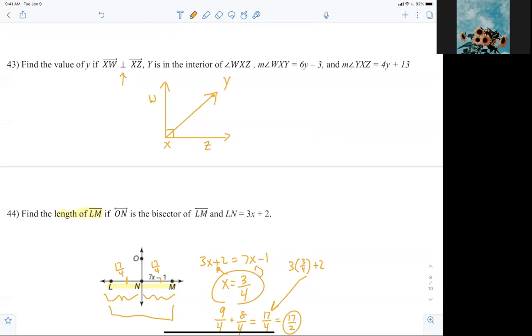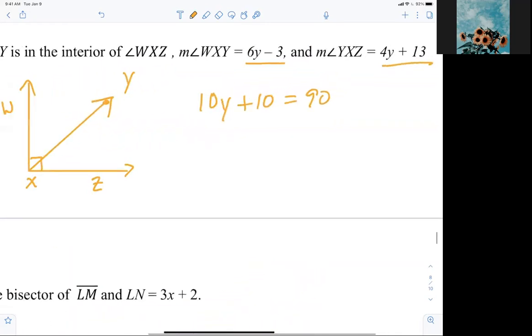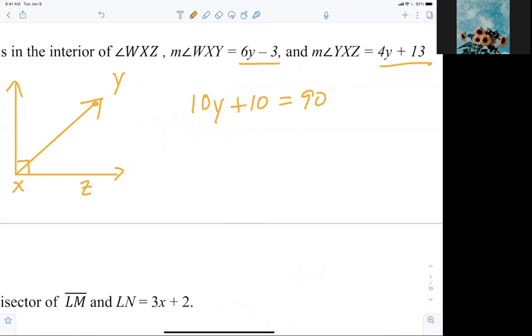So now WXY would be this angle, right? So WXY plus YXZ adds up to 90, right? So we can do that, right? This plus this equals 90. So do we agree 10Y plus 10 equals 90? You agree with that? Yeah, and if I need to blow up, you guys tell me if I need the screen bigger. You can't see. All right, that's why I got this screen. All right. So now is everybody comfortable with me just saying Y equals 8, right?